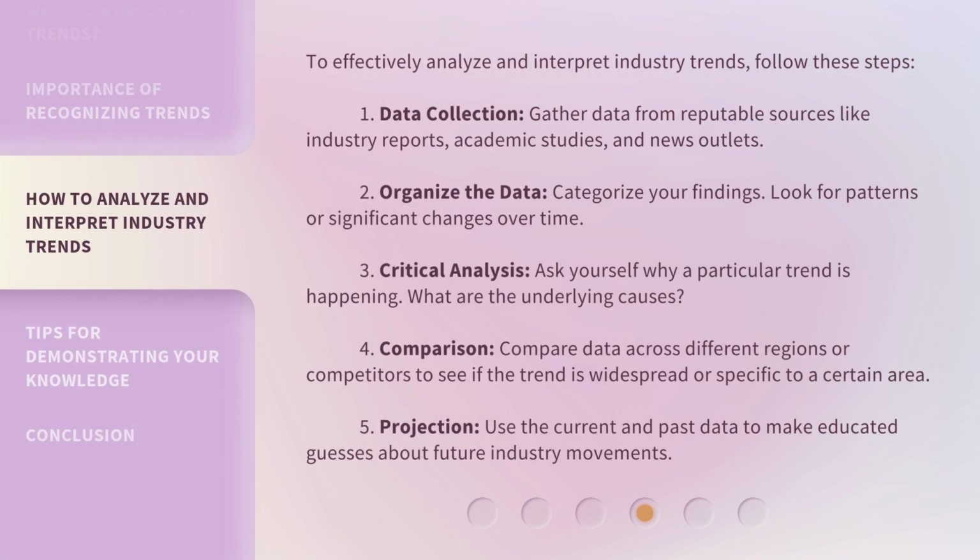To effectively analyze and interpret industry trends, follow these steps. 1. Data collection. Gather data from reputable sources like industry reports, academic studies, and news outlets. 2. Organize the data. Categorize your findings. Look for patterns or significant changes over time. 3. Critical analysis. Ask yourself why a particular trend is happening. What are the underlying causes?